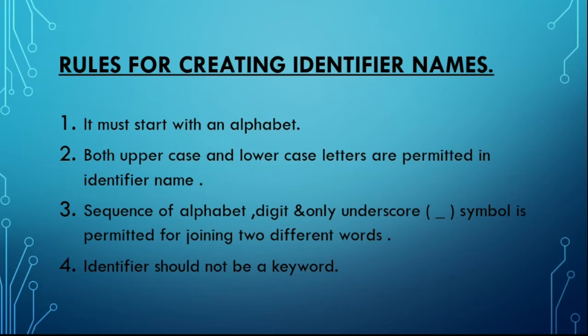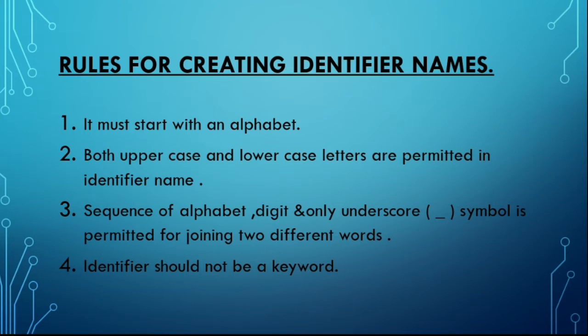Rules for creating identifier names. First one is, it must start with an alphabet. Both uppercase and lowercase letters are permitted in identifier names. A sequence of alphabets and digits is allowed, and only the underscore symbol is permitted for joining two different words. Identifier should not be a keyword.